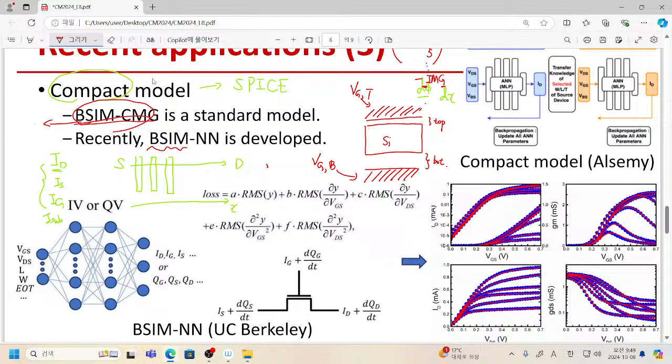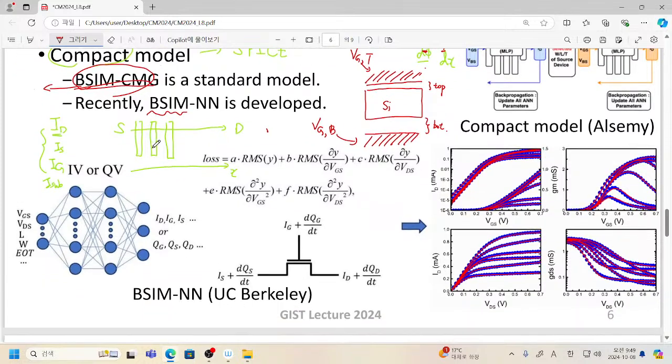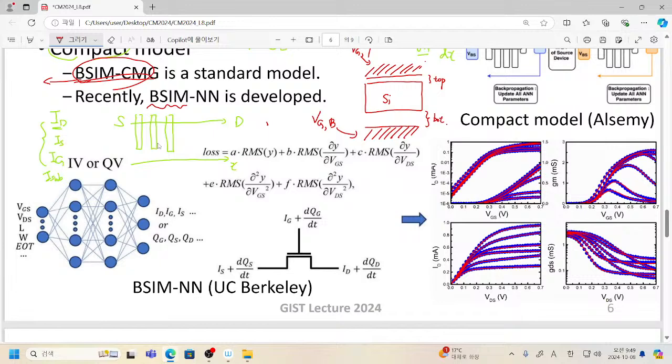So it means that internally they introduce such a kind of neural network, and their input parameters are shown here. Gate voltage, drain voltage, they are just a basic one, and of course we can change length and width and oxide thickness of our MOSFETs.